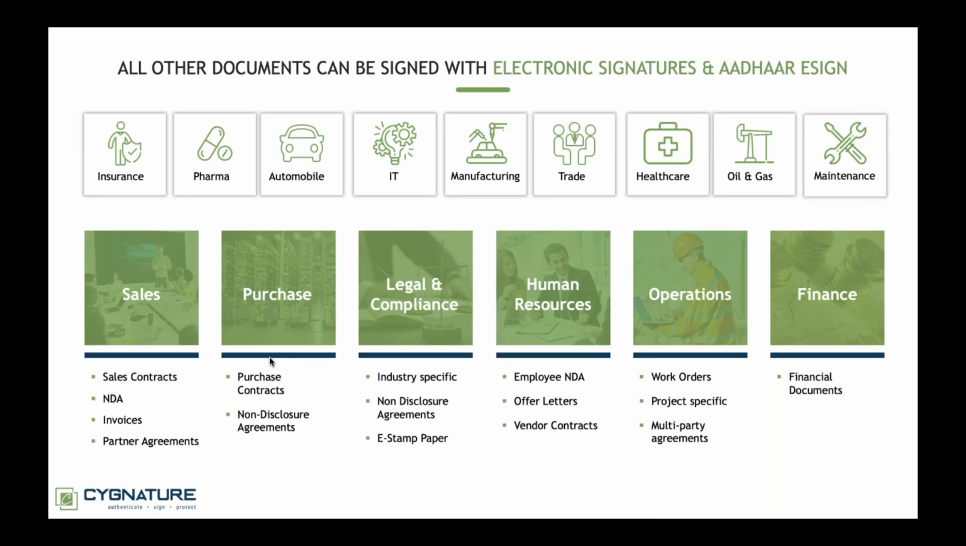So let's go one by one in sales, purchase, legal, human resources, operations, and finance. If you can see, these are all the documents we're signing regularly. Like, let's say, NDAs, invoices, bills, POs, offer letters, employee NDAs, e-stamp papers, work orders. Most of them are HR documents, the legal documents. So considering all these functions of a specific business, you've got all these documents you can sign using electronic signatures.